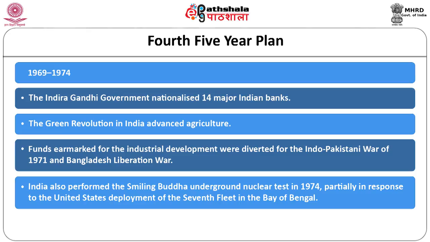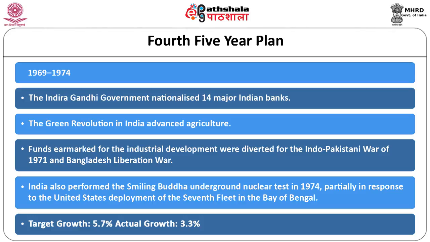One important thing we did was that in 1974, if you remember, we undertook a nuclear explosion, in response to the deployment of the 7th Fleet in the Bay of Bengal. The reason being that security concerns were very important at that time, and resources were diverted for that purpose. Our targeted growth of 5.7% could not take place; we could attain only 3.3% growth during this period.